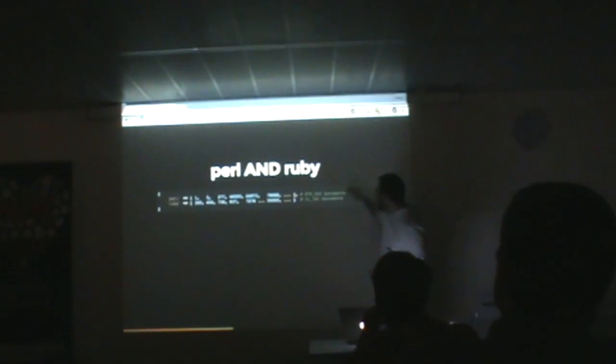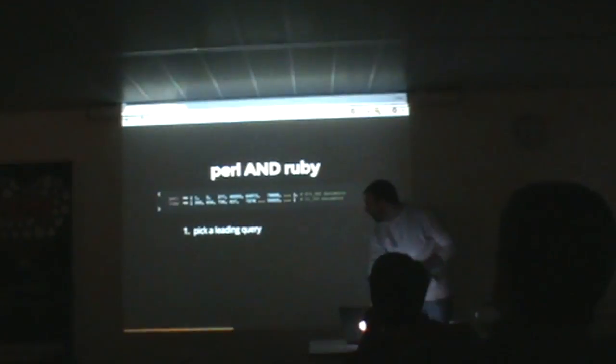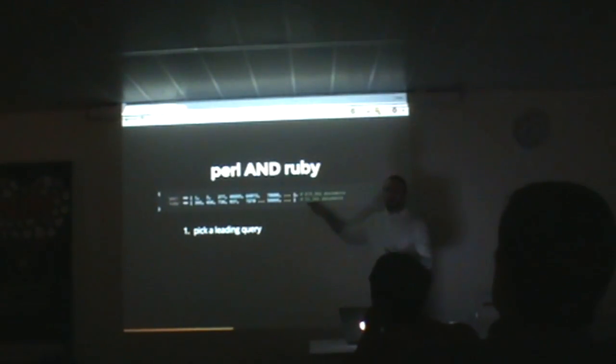And let's say this is the case. We have 1 million documents that have Perl and 51,000 documents that have Ruby. And this is the same sorted list of document IDs that have those terms. So when we say we want Perl and Ruby, there is no way we can have more results than 51,000. Just cannot happen. So we pick a leading query which is the smaller set.